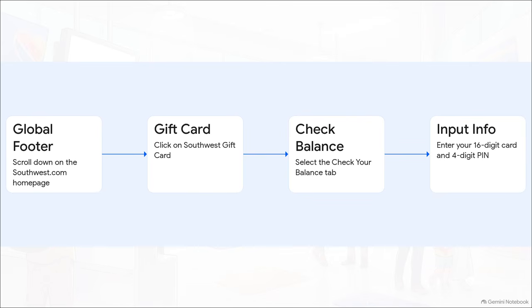It's super simple. Go to the Southwest homepage and scroll all the way down to the bottom to the global footer. Under Southwest products, just click the Southwest gift card link. From there, select Check Your Balance. It'll ask you to input your 16-digit card number and your 4-digit security PIN. When you hit Check Now and you see your funds pop up on the screen, boom! Congratulations, you've successfully verified that your card is active, valid, and totally ready for checkout.